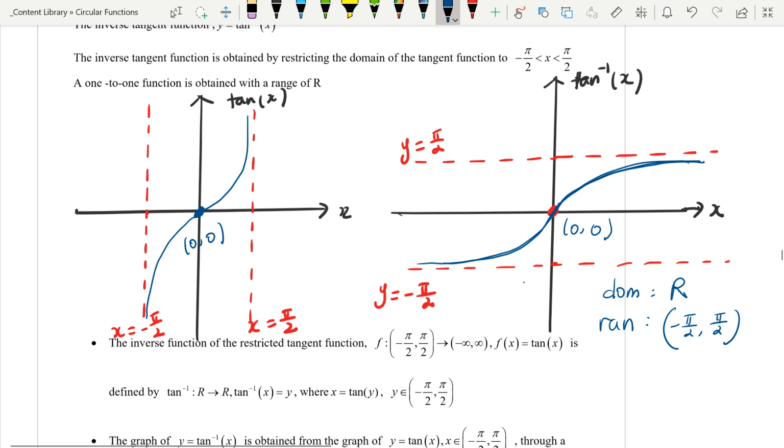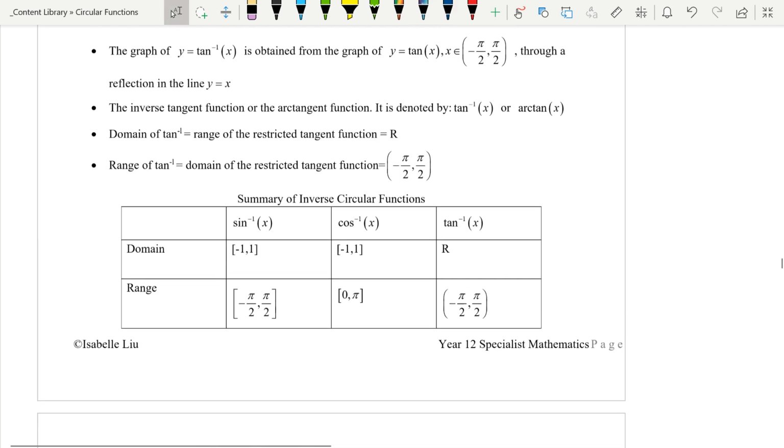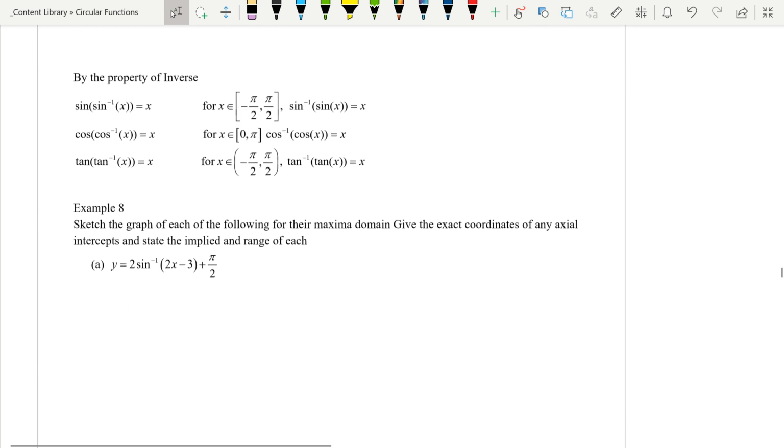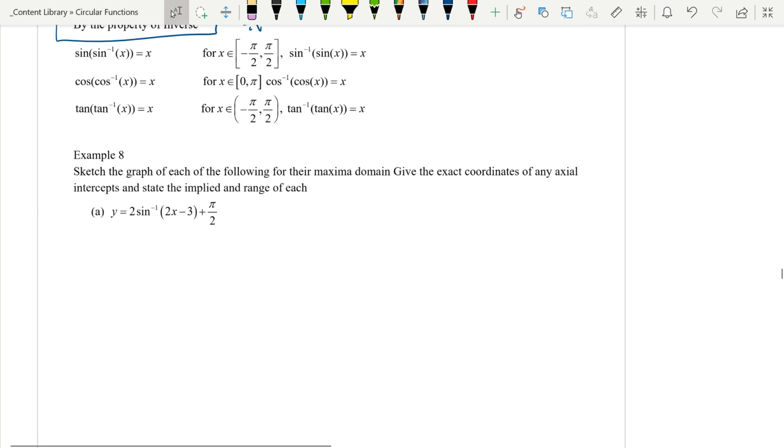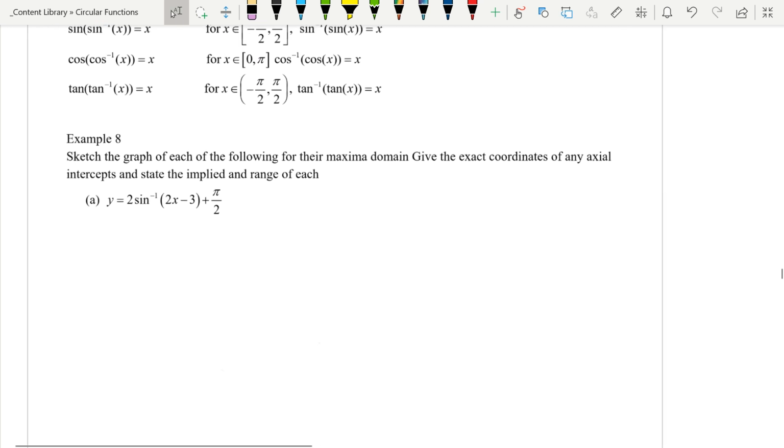Okay, so that's our table. We talked about the summary; we don't really mind about that. The properties, we will come back to them. They are very important, and I'm going to talk about them later, when we talk about the calculations. But now I'm talking about the graphs. The way I'm going to sketch is using transformation, the mapping method of transformation, to sketch these graphs.